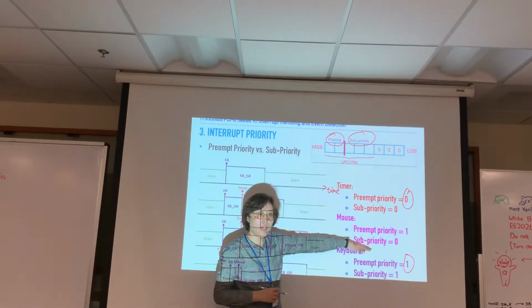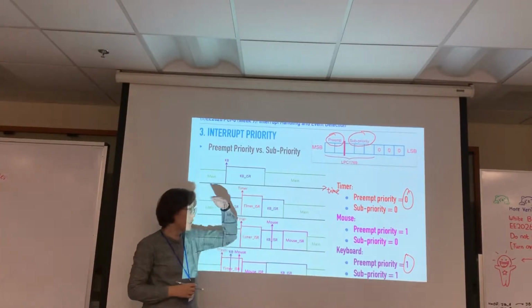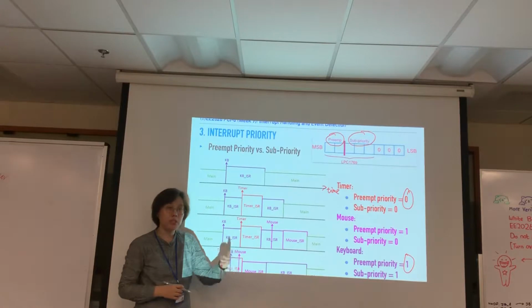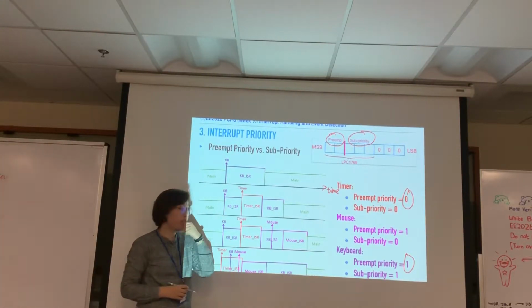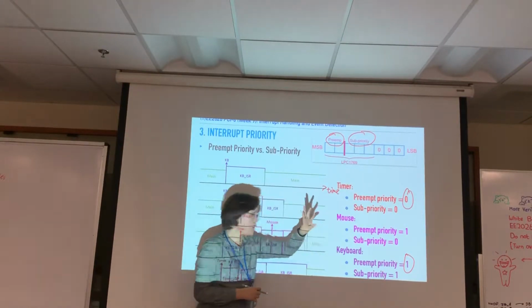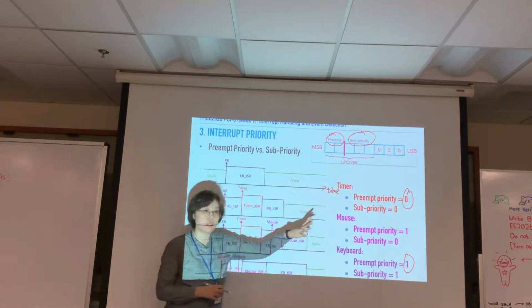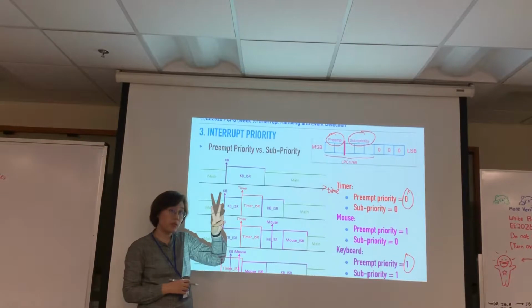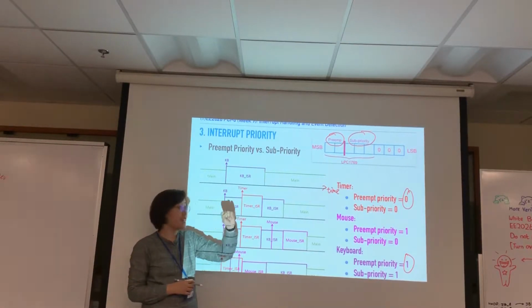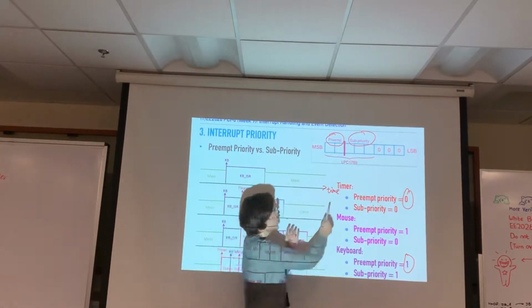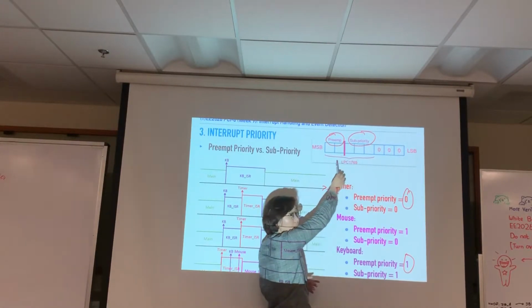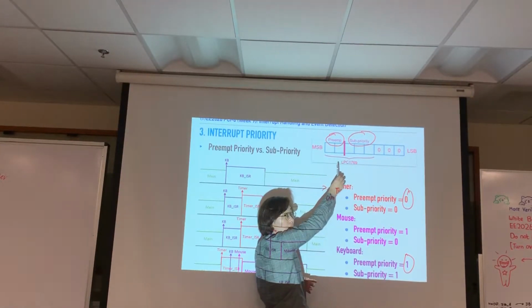Let's say if you want to set 3 different levels, then you need 2 bits. 1 bit is not enough. If you are setting 4 different preemption priority levels, you still need a minimum of 2 bits. So that's how you decide where to draw this line, basically.